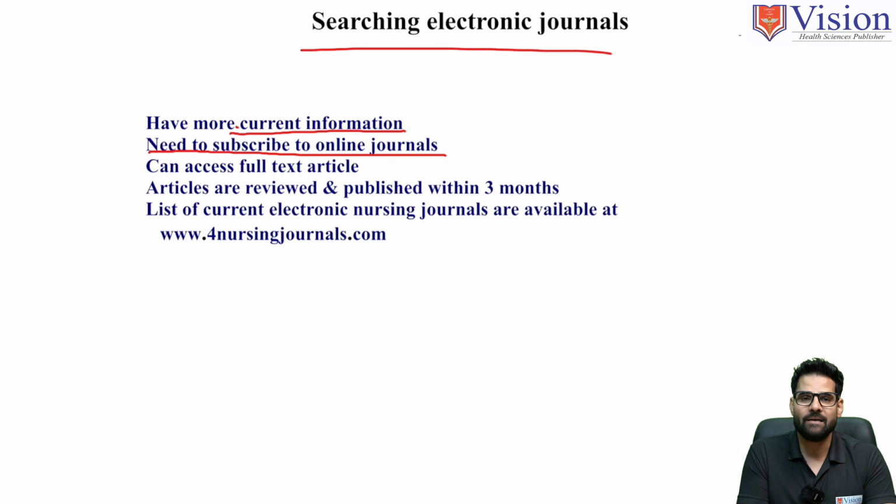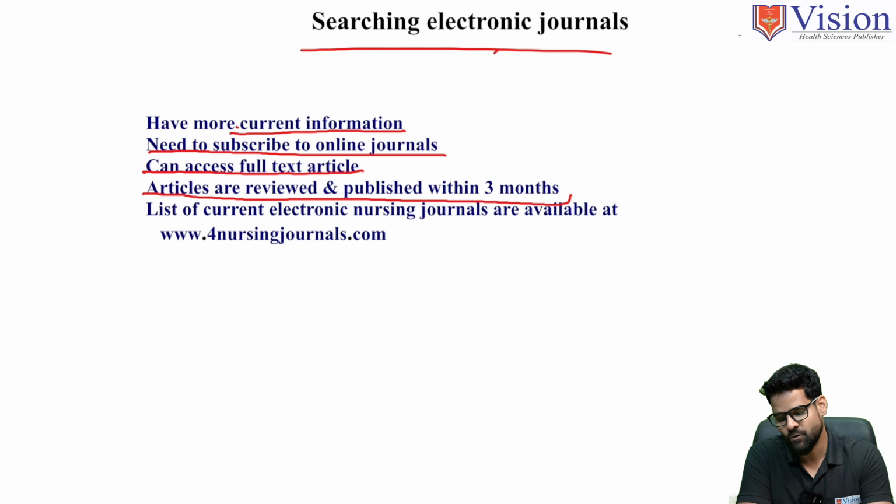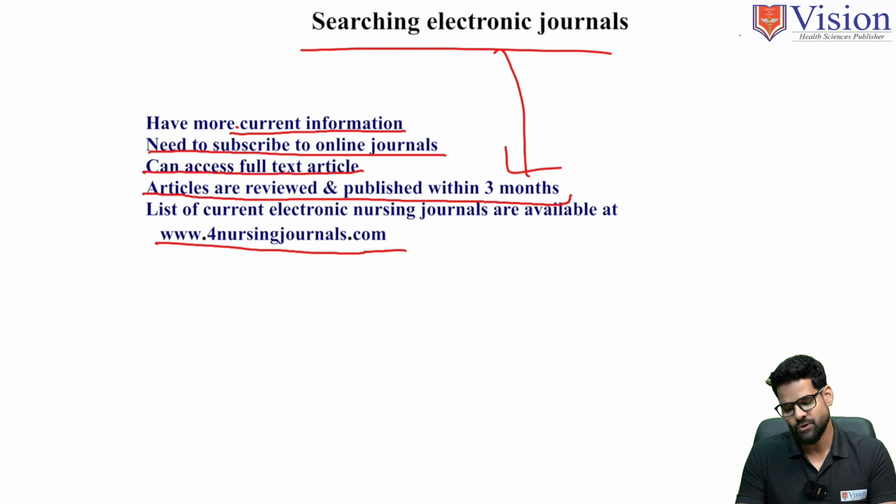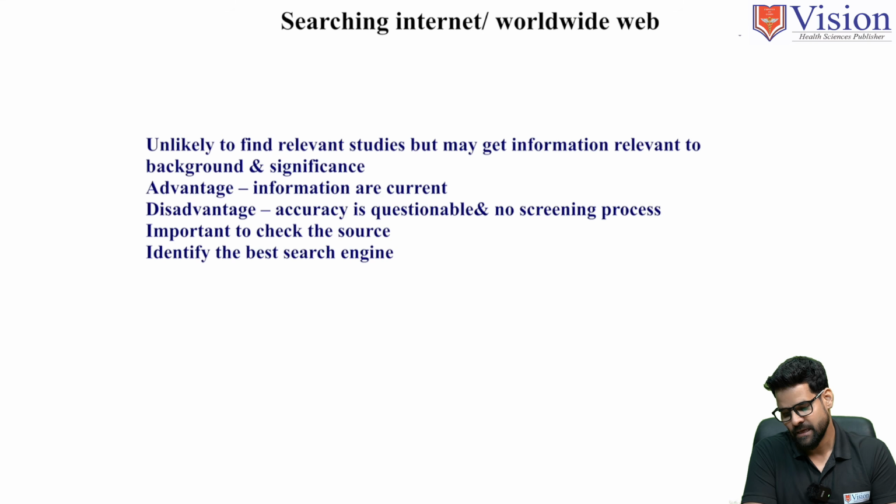But apart from that, PubMed is freely available, Web of Science, and there are many databases that are freely available to you. Okay, you can access the full text article with that. Articles are reviewed and published within 3 months if you are going for the electronic ones. And a list of current electronic journals is available from nursingjournal.com. Okay, this is one of the sites you can have.